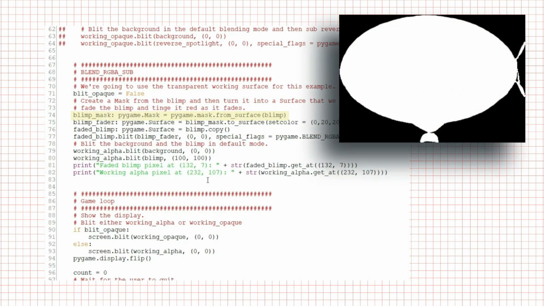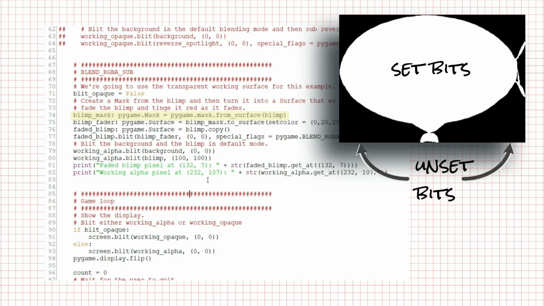The blimp, remember, has all opaque pixels where the blimp is, and then around the blimp are all transparent pixels. A mask created from an image with transparent pixels will have set bits where the pixels are opaque, and unset bits where the pixels are transparent. I can then create a surface from that mask and specify the color of the set bits and unset bits.